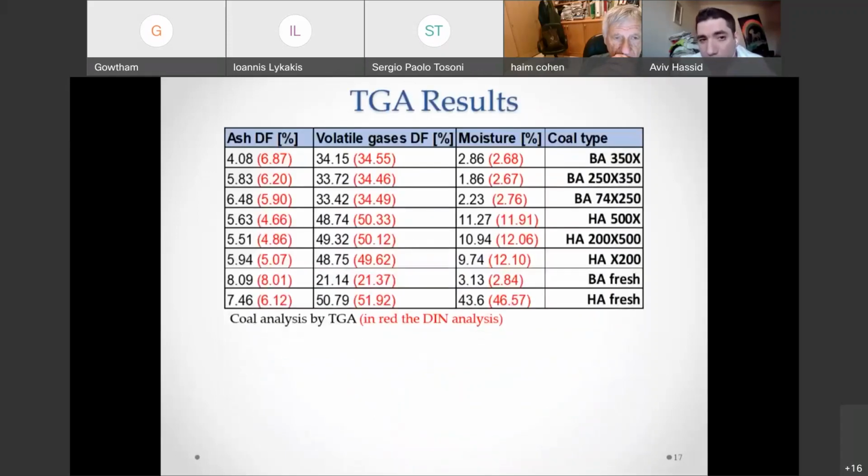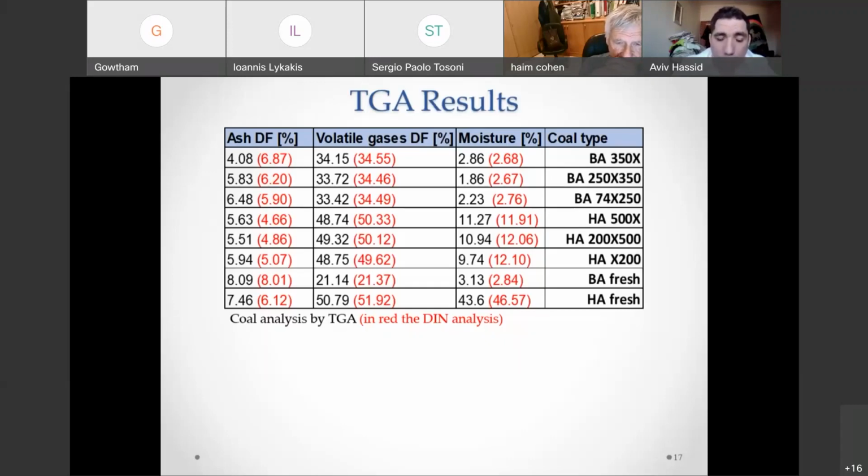To summarize our result, we present here this table where in black we can see the result we got from the TGA, and in red the result we got from the classical DIN analysis, which is the classical method used to analyze coal in Germany. The right column represents the type of the coal. For example, BA350X represents Bailey coal, bituminous Bailey coal, with particle size above 350 micron.